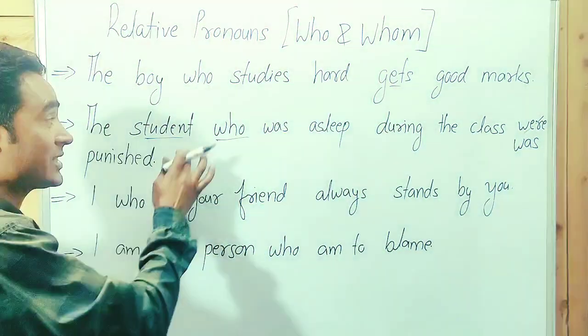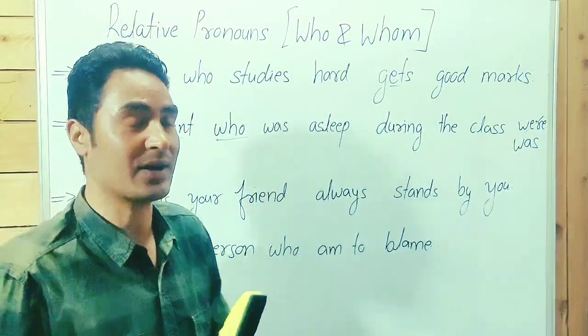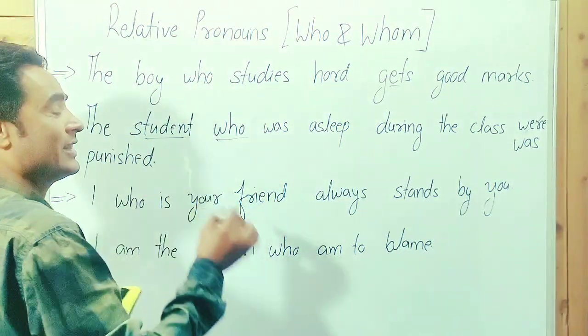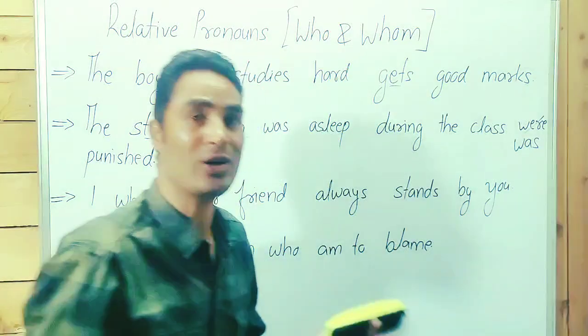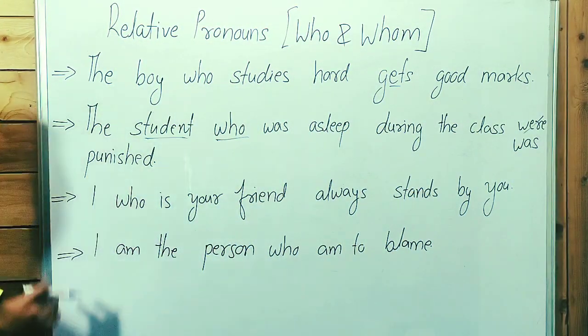The students who were asleep during the class were punished would be correct, but here student is singular, that's why the verb will be singular. Was is a singular verb; were is a plural verb. I hope you know about it.